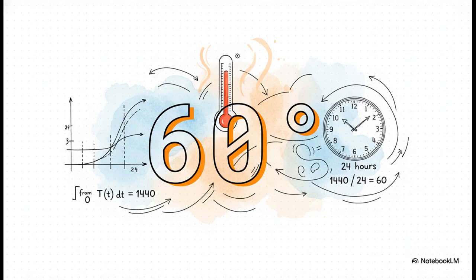And finally, step 3. We take our total sum, that 1440, and we divide it by the width of our interval, which was 24. And there it is. 1440 divided by 24 is 60. So after all those fluctuations going up and down all day, the average temperature for the entire day was exactly 60 degrees. Pretty neat, huh?